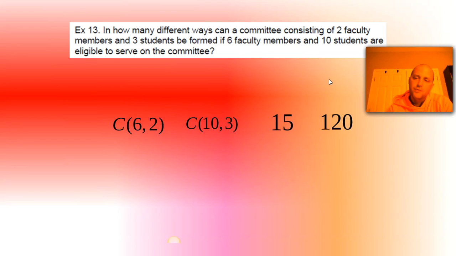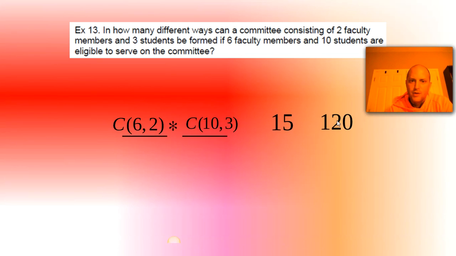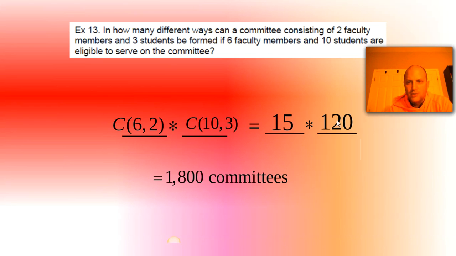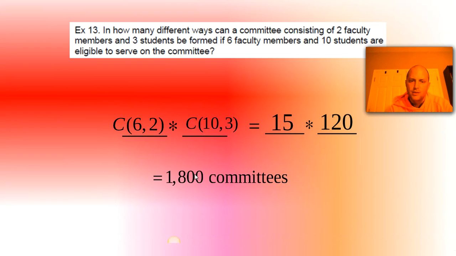Now what we have to do is decide. This is all the choices of committees for faculty members. This is all the choices of committees of students. Well, what do you do when you have choices? We multiply them together. Don't add them. This is the multiplication principle, not the addition principle. So multiply your choices together, just like choices for appetizers and entrees. We multiply those together and I get 1,800 different possible committees.